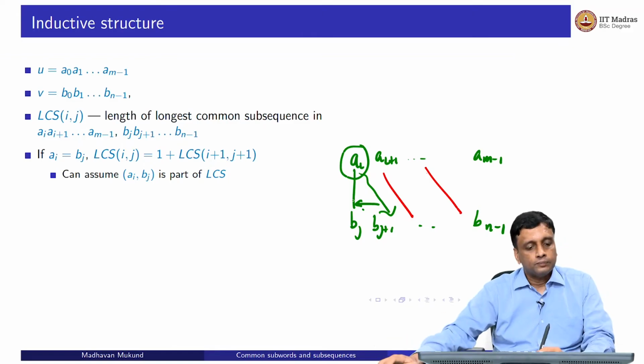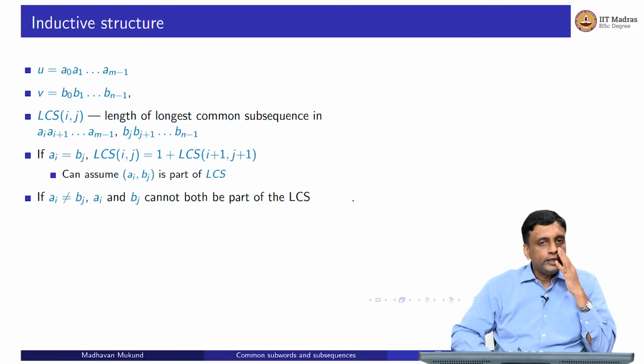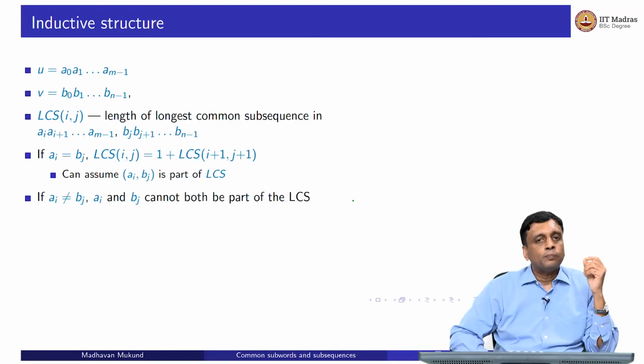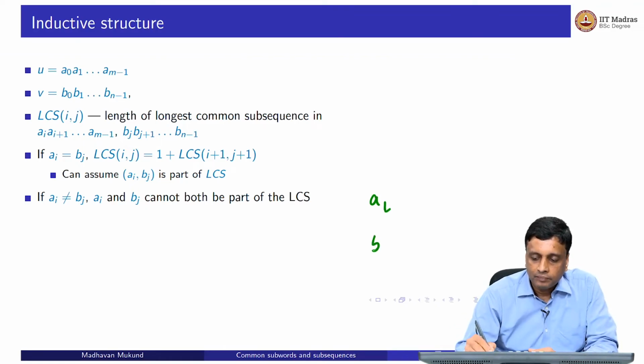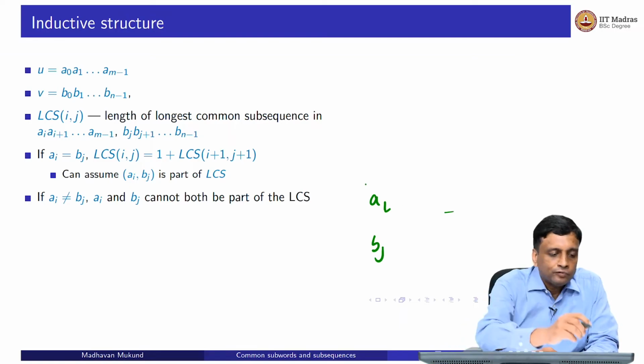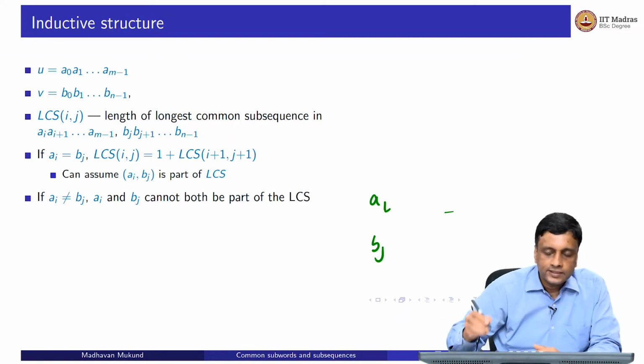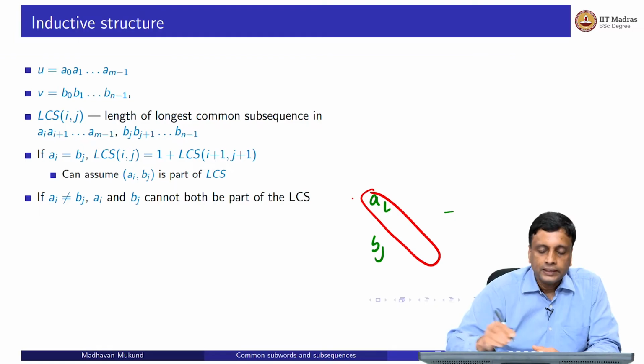What if it is not equal? If it is not equal, then we can see that both of them cannot be in the final sequence, because by the same logic, if a_i and b_j are both part of my sequence, and I have not yet considered this, then a_i must be matching up with something later.